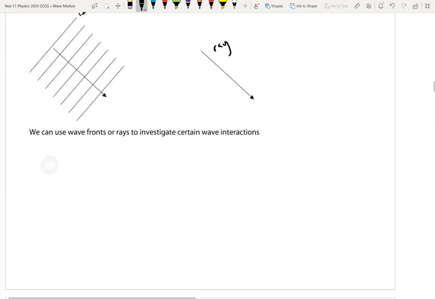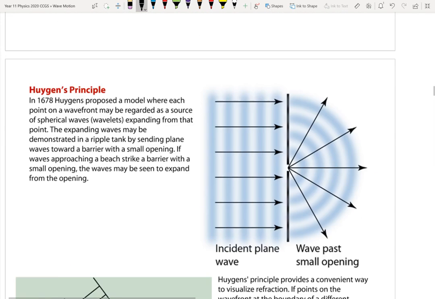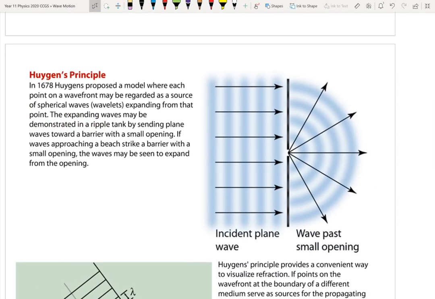Now, let me just quickly scroll ahead. Yeah, okay. There's something called Huygens principle. Now, this was back in the 1600s. Very early scientist. Each wavefront could be regarded as a source of spherical wavelets expanding from that point. But if there's so many of them occurring right next to each other, then you're not going to see any spherical waves because they're going to be combining together with each other.